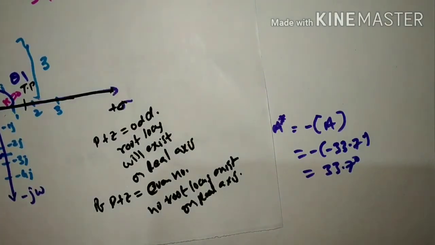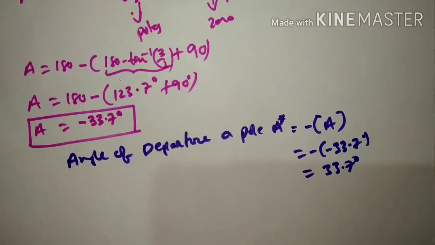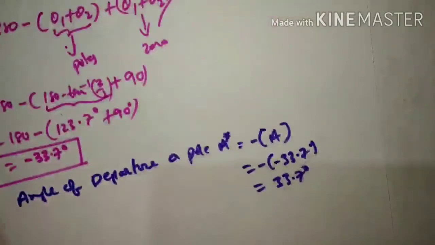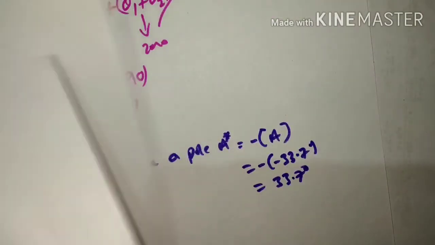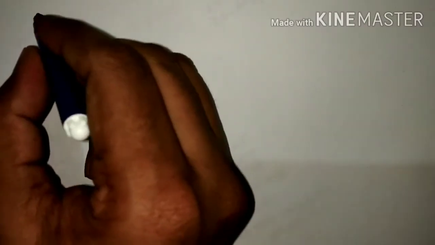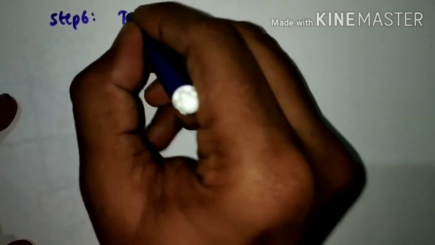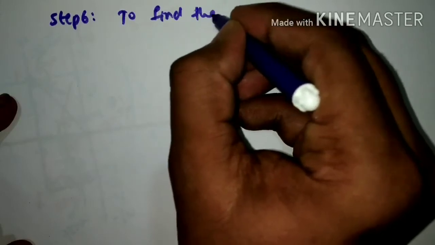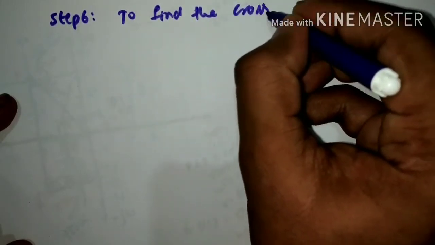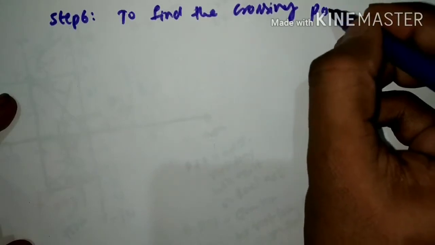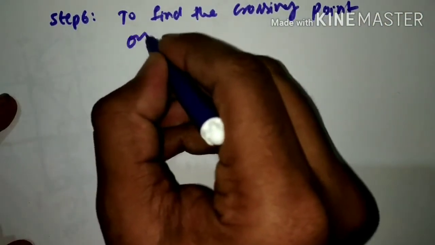Okay, so now we have to find the crossing angle. Sixth step, to find the crossing point on the imaginary axis. Step 6, to find the crossing point on the imaginary axis.